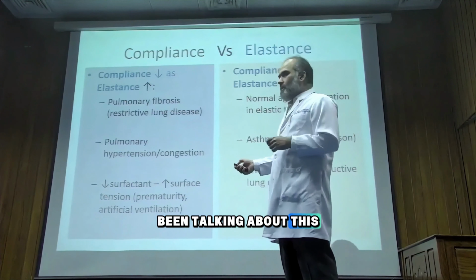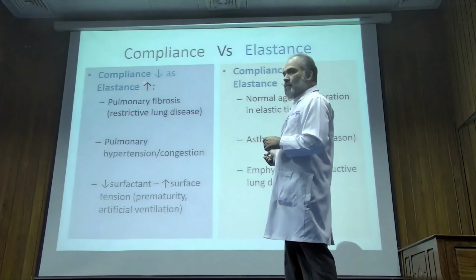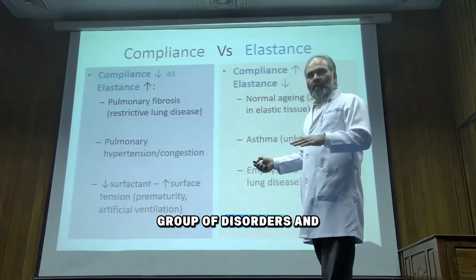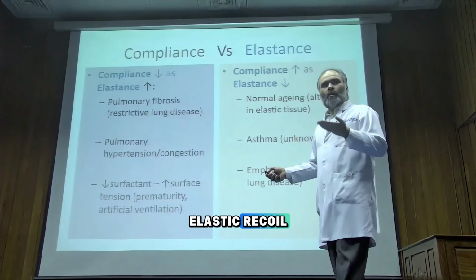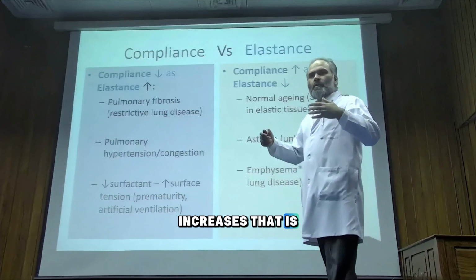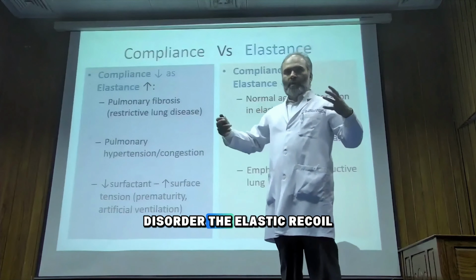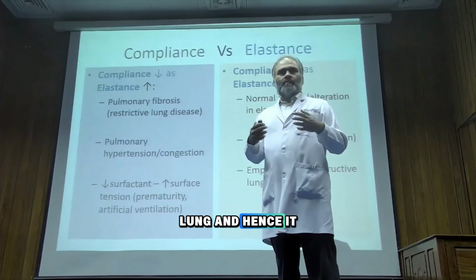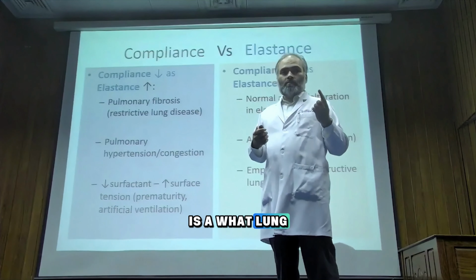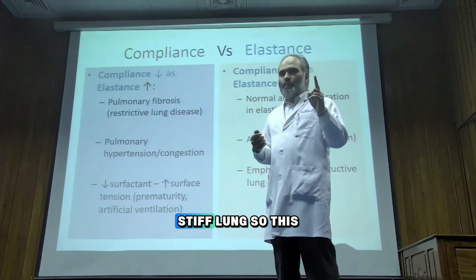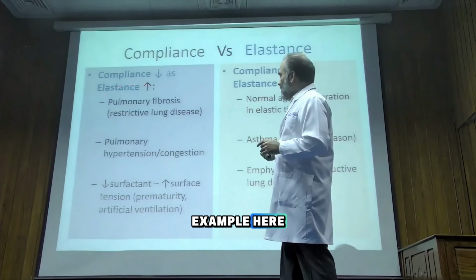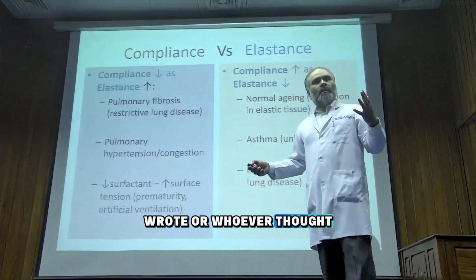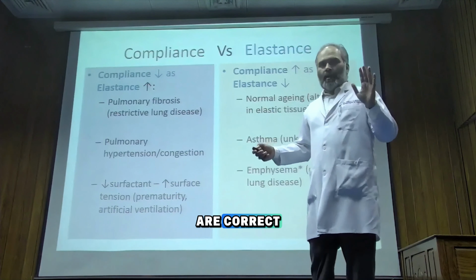We have been talking about this. The compliance decreases in this group of disorders, and the elastance, i.e., the elastic recoil, increases. That is what defines a restrictive disorder. The elastic recoil is too much as compared to normal lung, and hence it is a what lung? Stiff lung. So this example here is of a stiff lung. Okay, so whoever wrote or whoever thought in the following terms, they are correct.